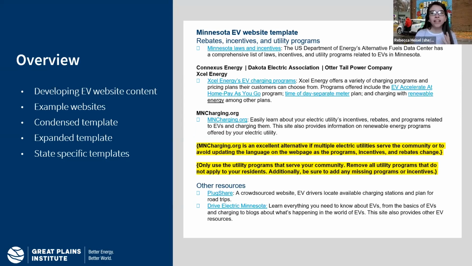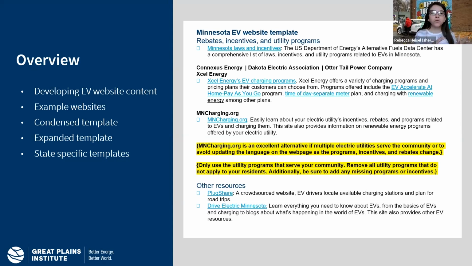And then finally, I think the meat of this guide is the different types of website templates that we have available. So the first two types of templates are general templates that can be used by any city in any state across the country. But there's two different versions of this template. There's the condensed version and the expanded version.